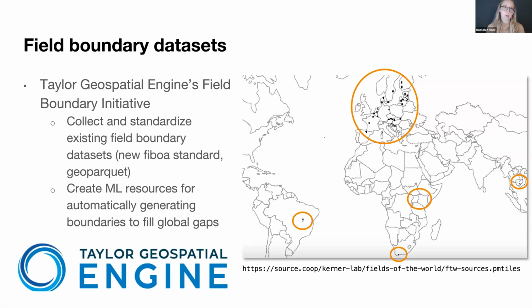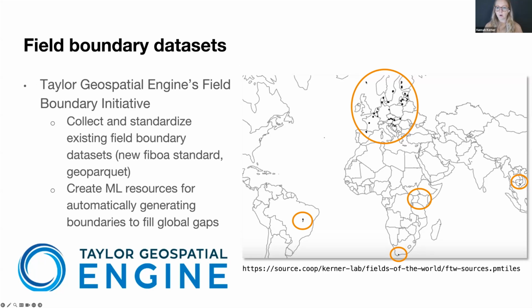And so given this huge importance, the Taylor Geospatial Engine created this field boundary initiative about a year ago to collect all of the field boundary data sets that were currently publicly available and standardize them using a common format. So we created the new Field Boundaries for Agriculture, or FOBOA standard, which borrows a lot of ideas from STAC. That involves putting all of these different data sets in GeoParquet as well, making them all interoperable, and then creating machine learning resources for automatically generating boundaries that fill these massive data gaps that we have across the world.